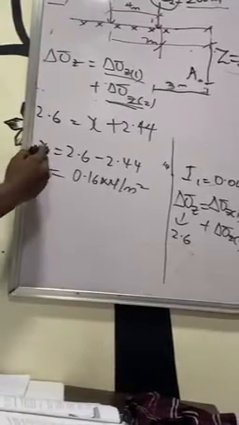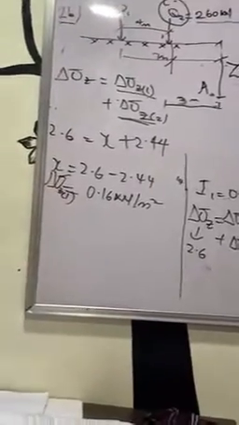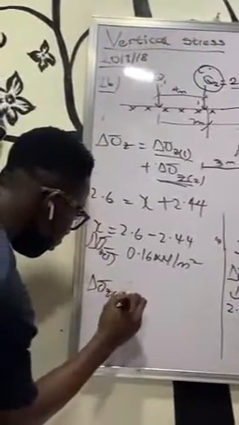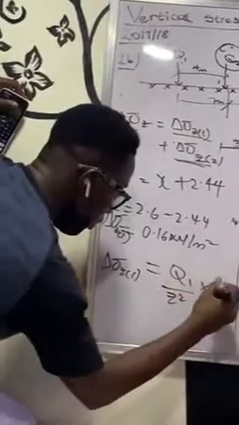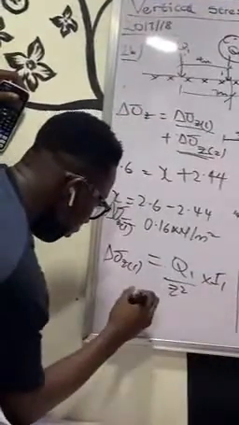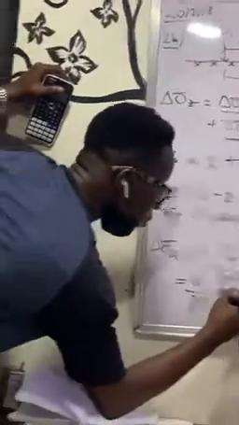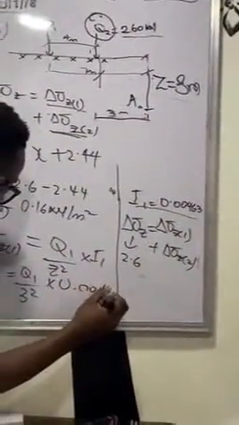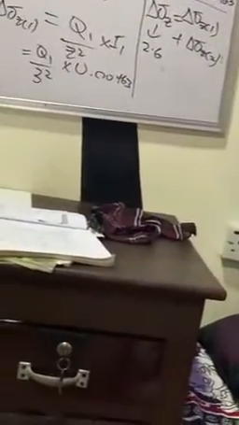This is my change in stress for the first force. Earlier we had the formula for this to be equal to Q1 over Z squared times I1. Our Q1 is unknown, our Z squared was 3 squared, our I gave us 0.0463. So we have this, we have this, we have this. We can easily find our Q1, which is what the question was asking us for.